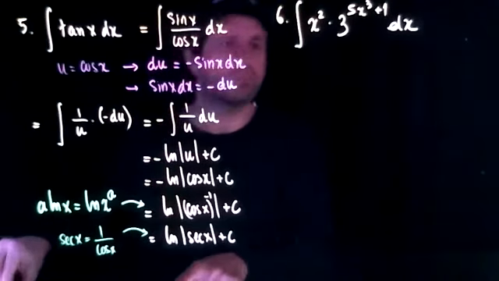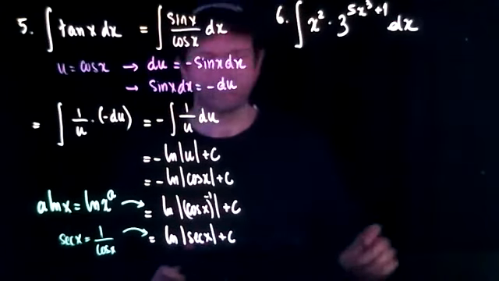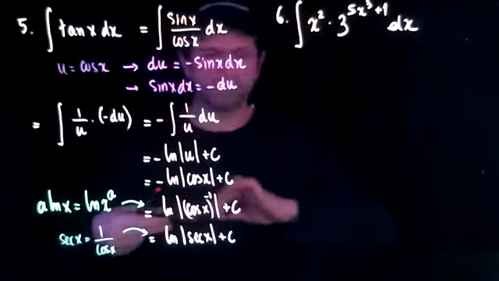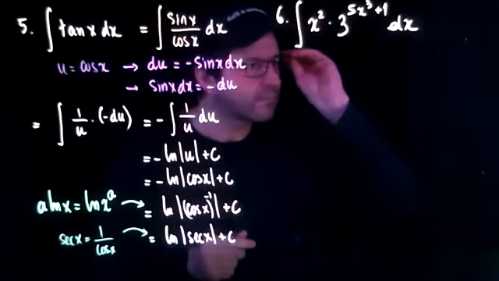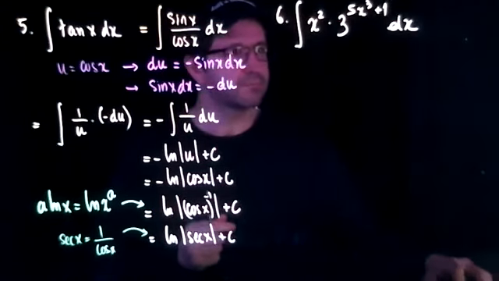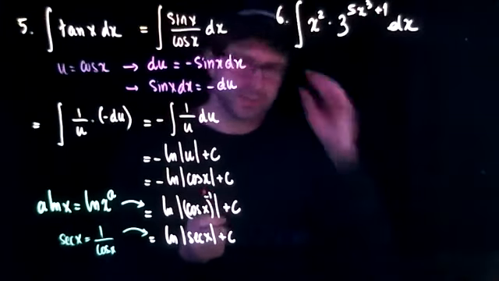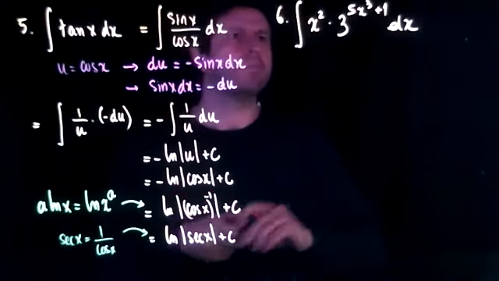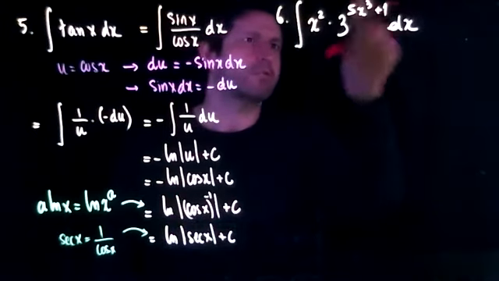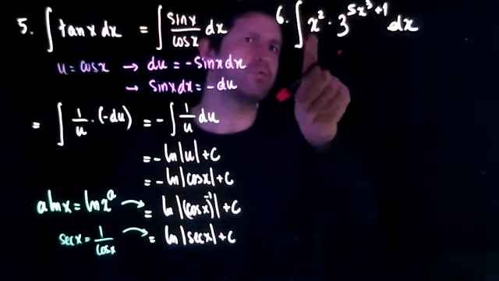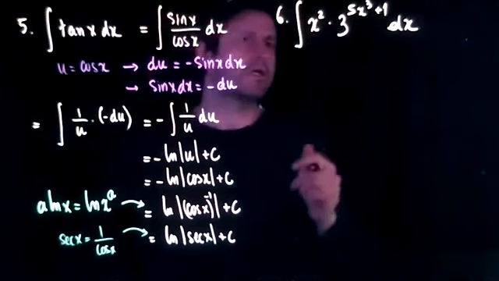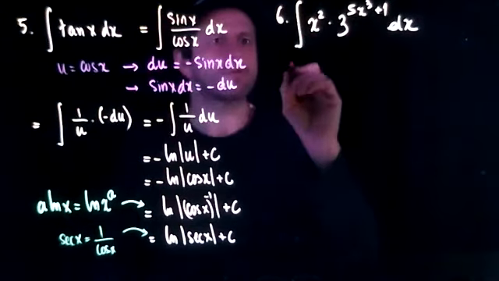So what are we going to put as u here? Any idea? Any suggestion? 5x cubed plus 1. Yeah, 5x cubed plus 1, because the derivative of 5x cubed plus 1 is 15x squared, and you have an x squared here, so chances are that things will cancel. So let's do it.